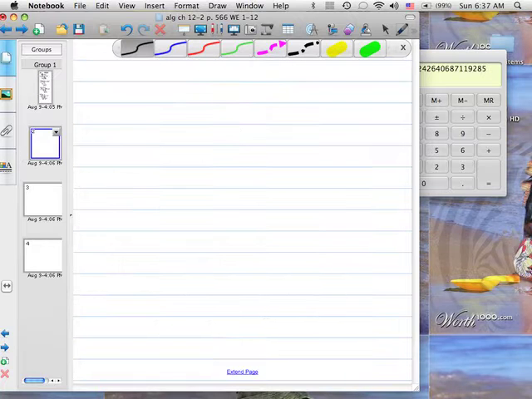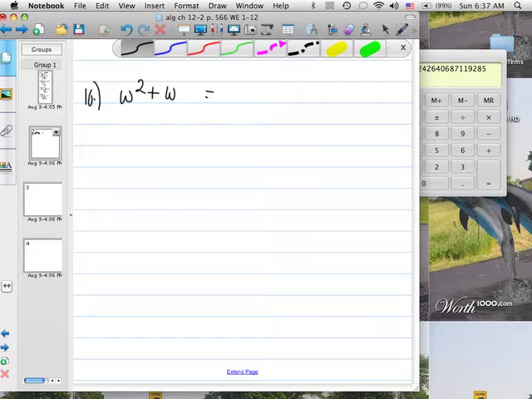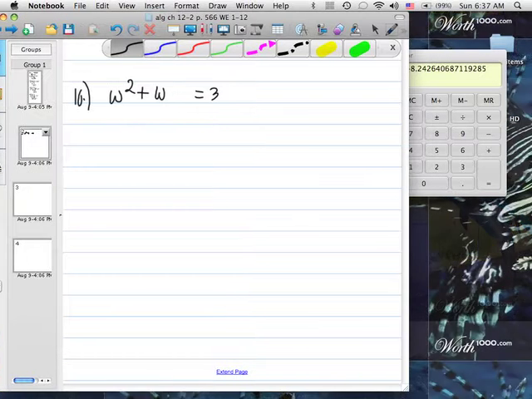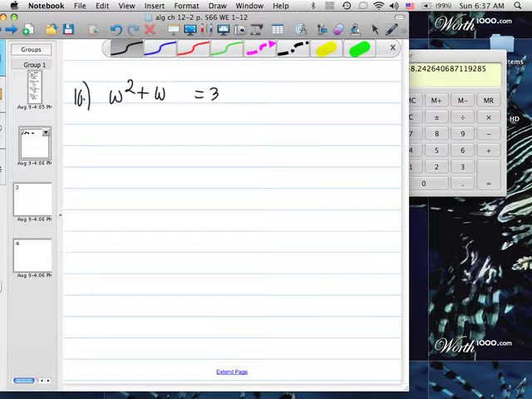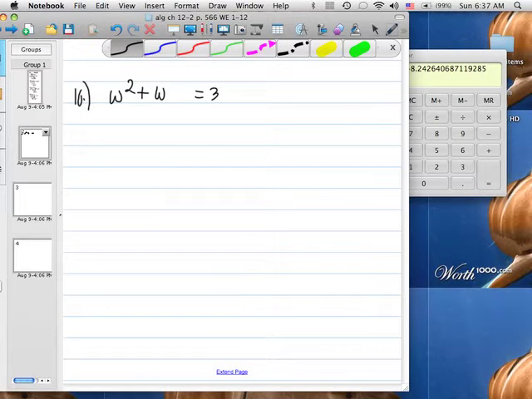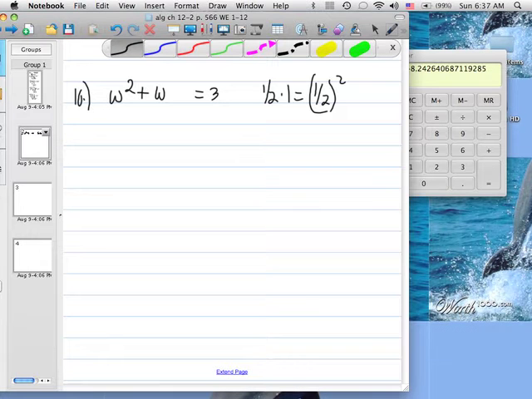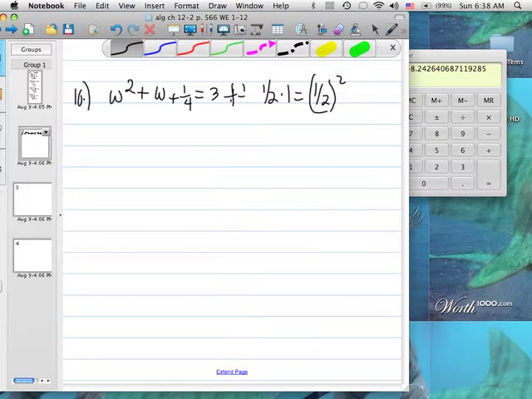Problem number 10. I have w squared plus w equals 3. And now you'll see why this method is not used when the middle term has a coefficient that's not even. So the number in front of w is 1. So I take half of 1, which is 1/2, and I square it. So I get 1/4. So I add 1/4 to both sides.